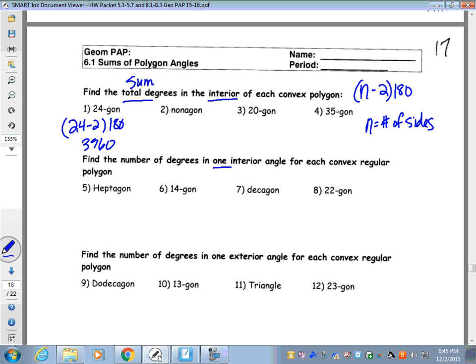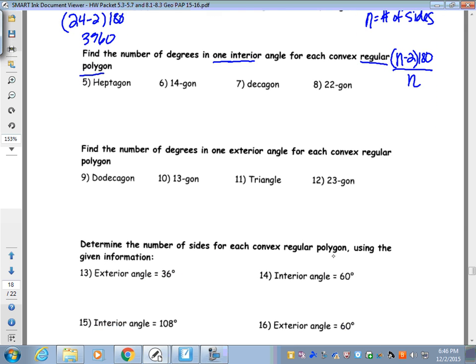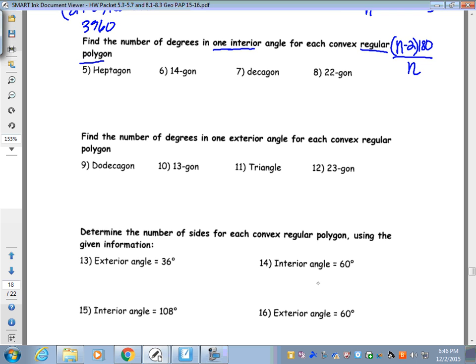Because they want you to find one interior angle of a regular polygon, well, if I want to find one, I use the sum of the interior, which is (n minus 2) times 180. And if I want to find just one, now I'm just going to divide it by n. So that's the formula for this set, 5 through 8, or 6 and 8, which you're responsible for.